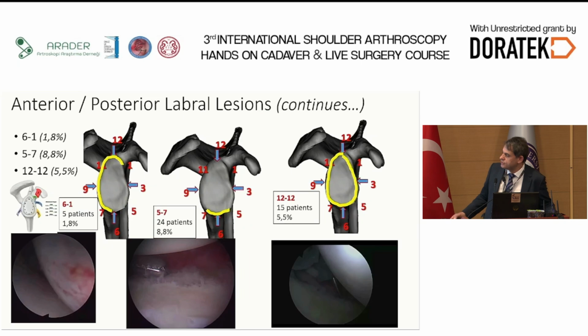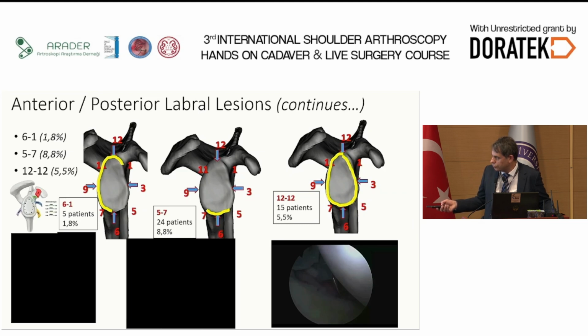And lastly, this is the other variation. It starts from 7 o'clock to 1 o'clock, and inferior that I told you before, 5 to 7 o'clock, or 360 degrees, 12 o'clock to 12 o'clock. These are not uncommon, you can see them in 5% of the cases.